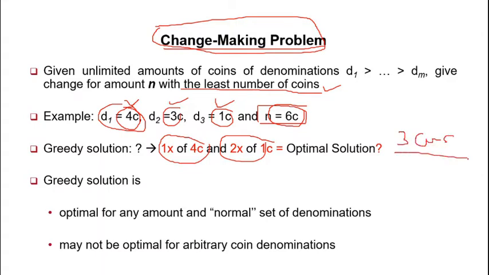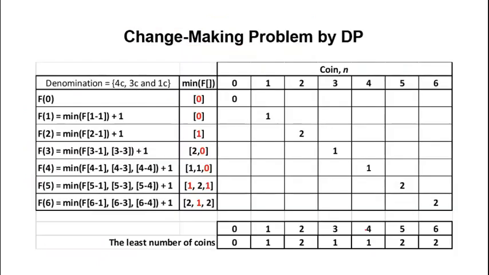So the issue now is: is this the optimal solution? Absolutely not, because the optimal solution is 2 coins. We can take 2 coins of 3 cent. So this is actually the optimal solution. So greedy solutions may not be optimal for arbitrary coin denominations. This is one of the main problems, limitations or drawbacks of the greedy design technique.